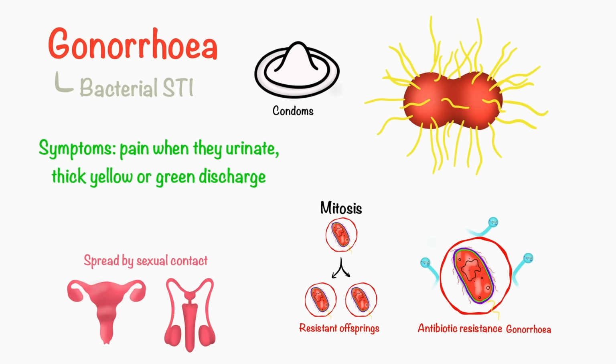To prevent gonorrhea spreading, people can use barrier methods of contraception like condoms, and those infected can be treated with appropriate antibiotics. Now let's take a look at fungal diseases.